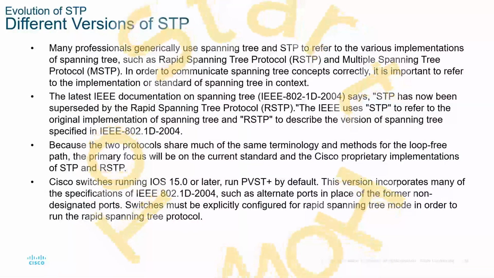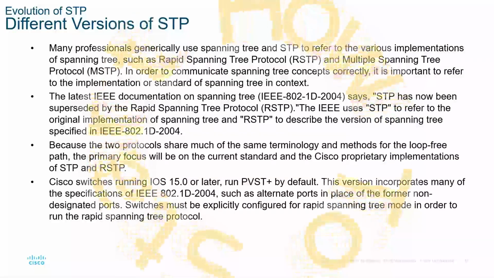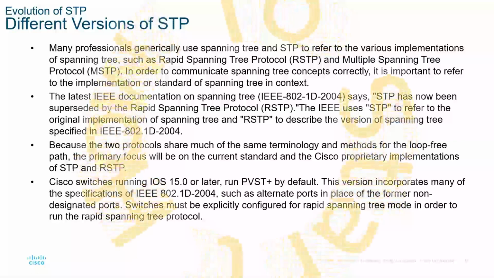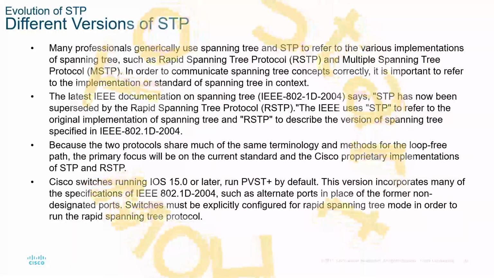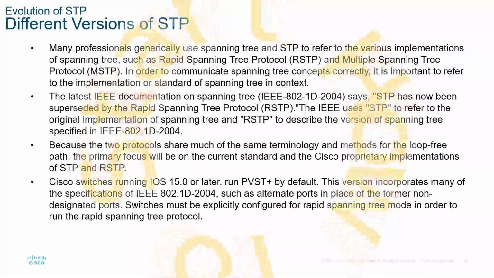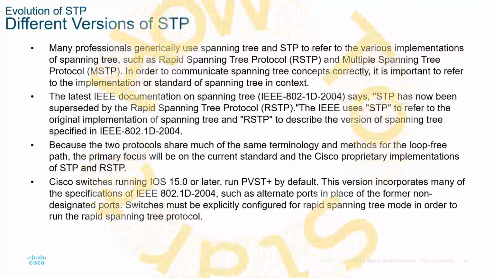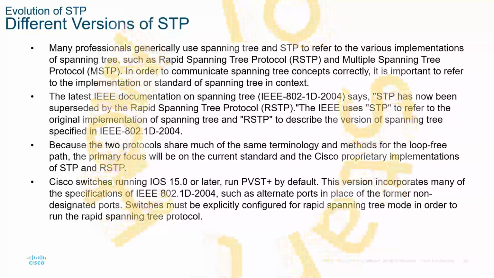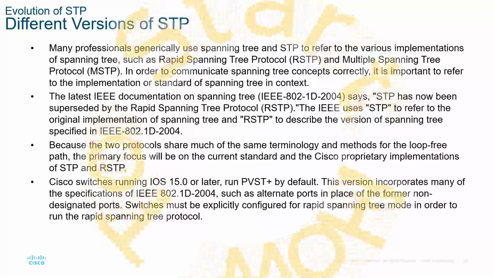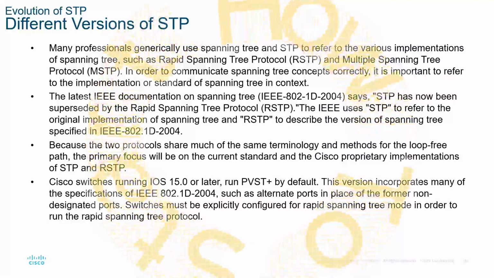One of the more complex versions of spanning tree is MSTP, way outside the scope of this exam. But we also have what's called Rapid Spanning Tree Protocol, RSTP. The latest IEEE documentation on STP basically says STP has now been superseded by the Rapid Spanning Tree Protocol. So the IEEE uses STP to refer to the original implementation of spanning tree and RSTP. So the nice thing is STP is all the variations of STP.